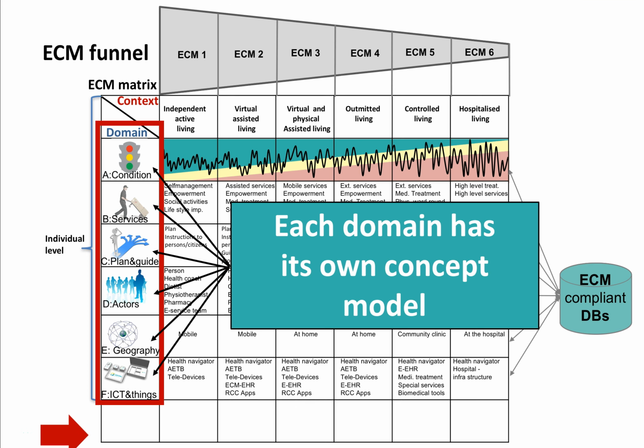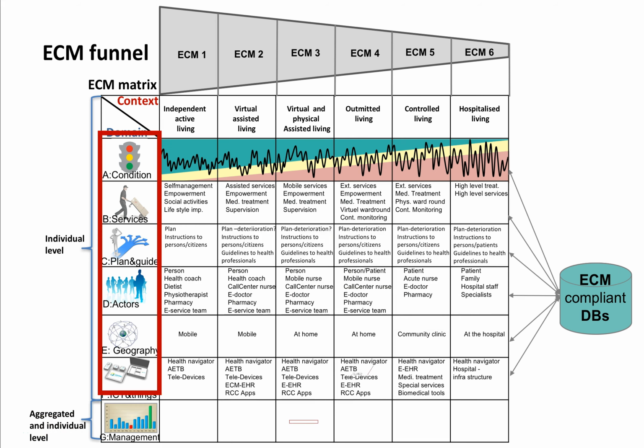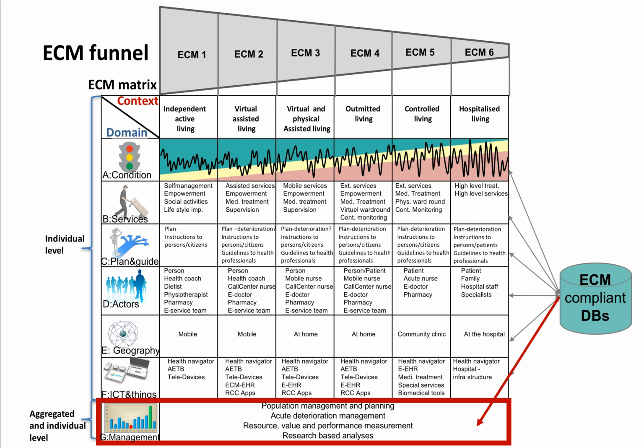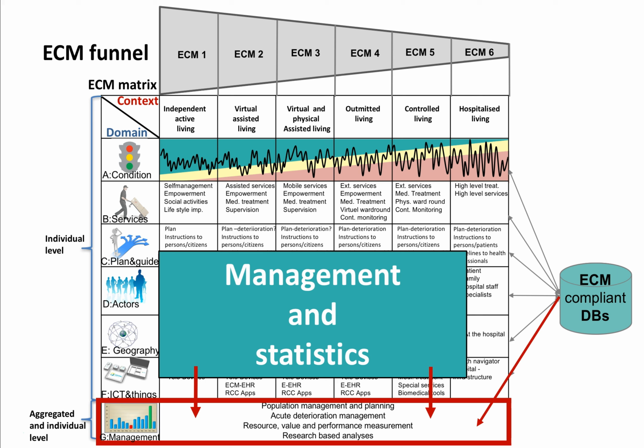Finally, the last ECM domain will be presented, Domain G, Population Management. This domain uses only data secondarily, that is, data recorded individually in the other domains is processed and displayed on an aggregated level. This includes functions and features that primarily serve managerial and research-oriented aspects.